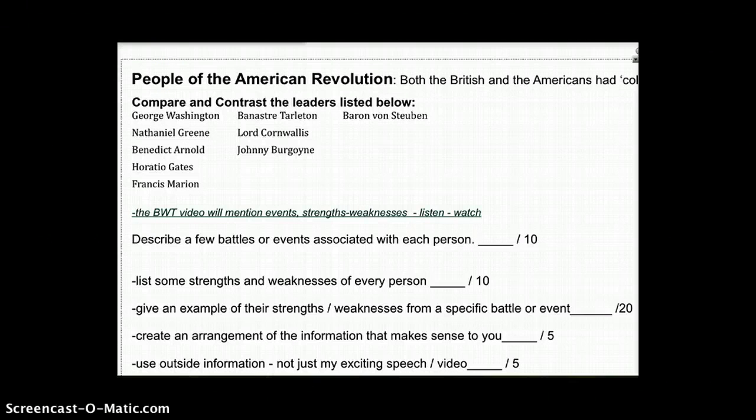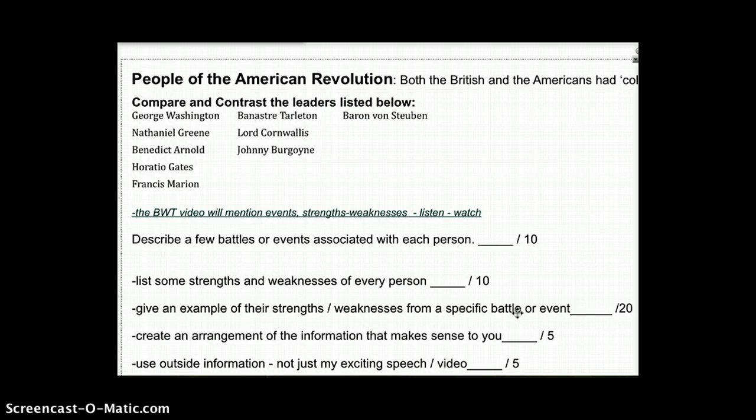So one of the first things you need to do is make sure you're looking at the criteria that are given. You need to describe a few battles or events associated with each person. You need to list some strengths or weaknesses of every person and give an example of their strengths and weaknesses from a specific battle or event.